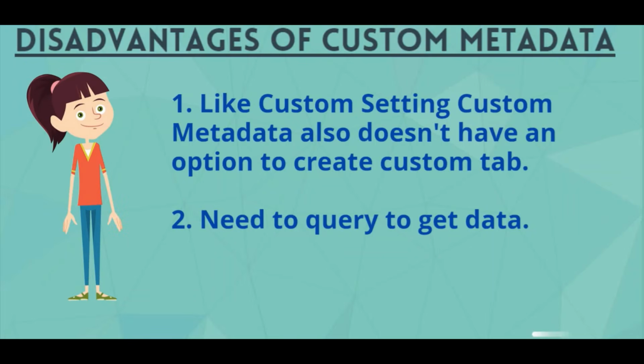Like custom setting, custom metadata also doesn't have an option to create custom tabs. Custom objects have tabs, but not custom settings and custom metadata. You just need to go to Setup, open the respective custom metadata, and click on Manage Records to see the records. And the other disadvantage is you need to query to get the data. Querying should be there like our custom objects. Custom setting only has the option of getting the data with functions.